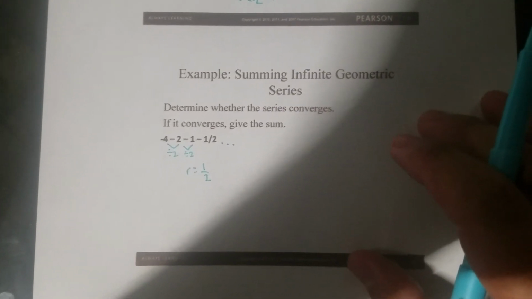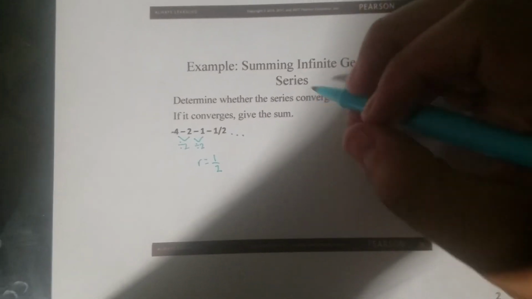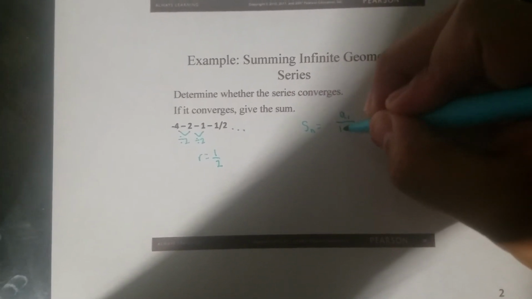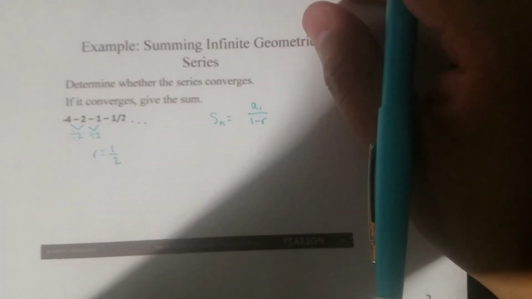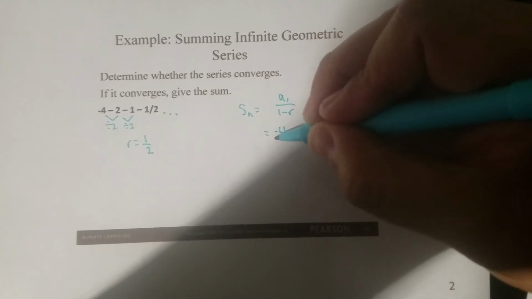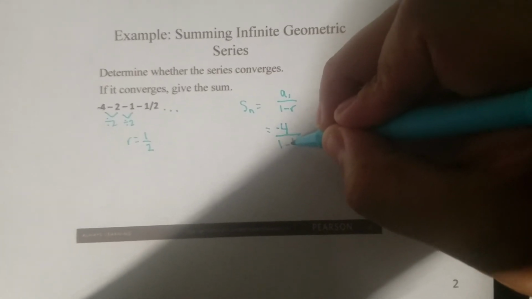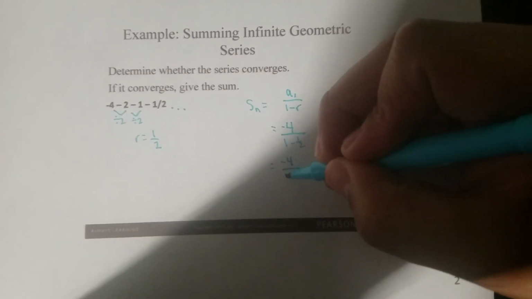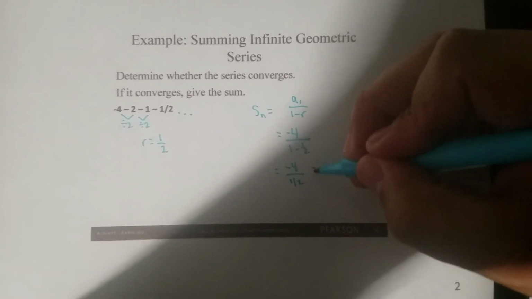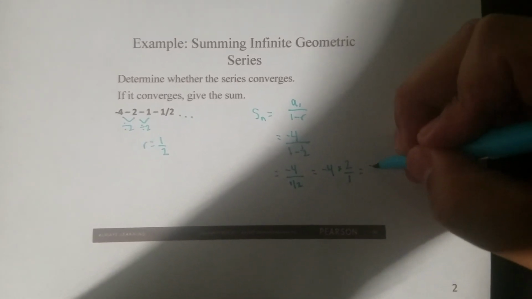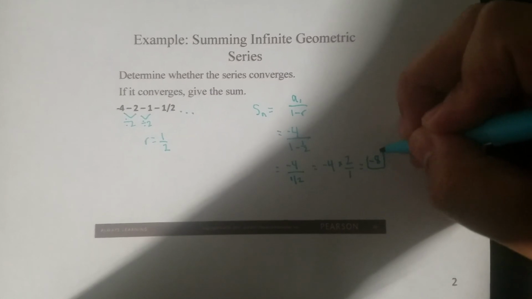Okay, so what I'm going to do here now, guys, use my equation. So S is equal to a1 over 1 minus r. So a1 is negative 4, divided by 1 minus half. So negative 4 over 1 minus half is just 1 half. And here I'm going to do keep, flip, and change. So negative 4 times 2 over 1, which is equal to negative 8.